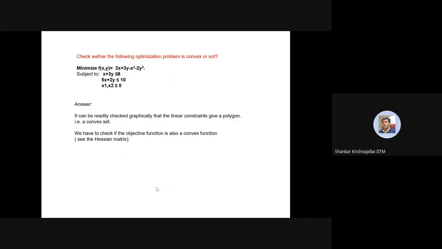Okay, then another problem. This is a full optimization problem. The objective function is given, and the constraints are given. Check if the following optimization problem is convex or not. So you have to check the convexity of the objective function and check the convexity of the feasible region. Both have to be checked. So first, check the convexity of the feasible region.